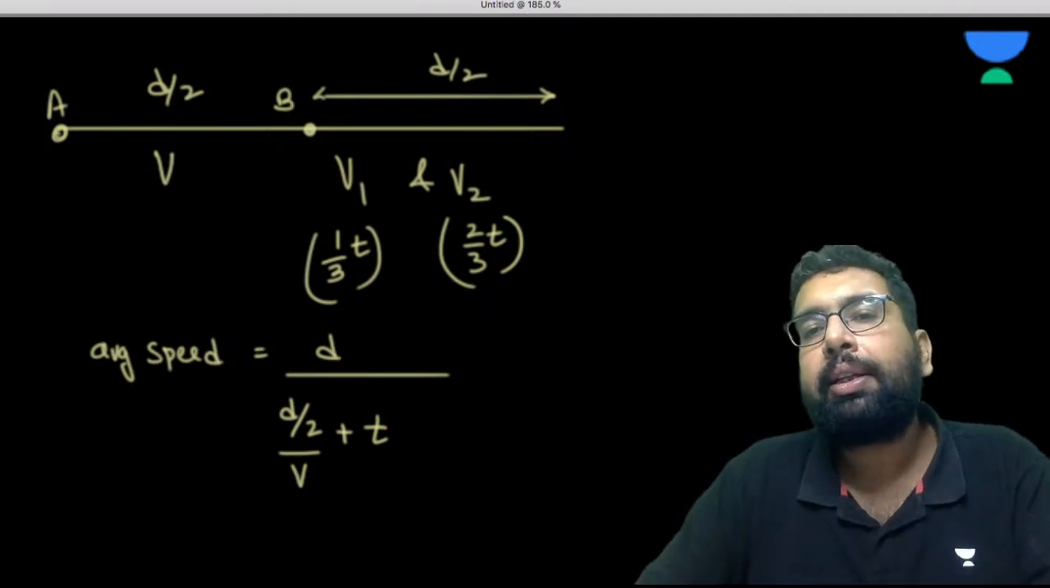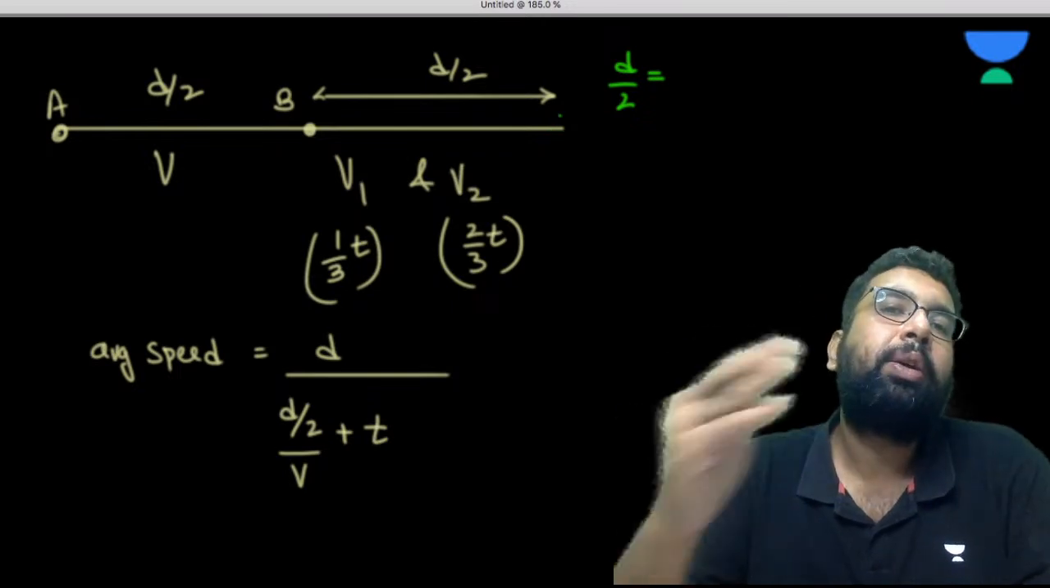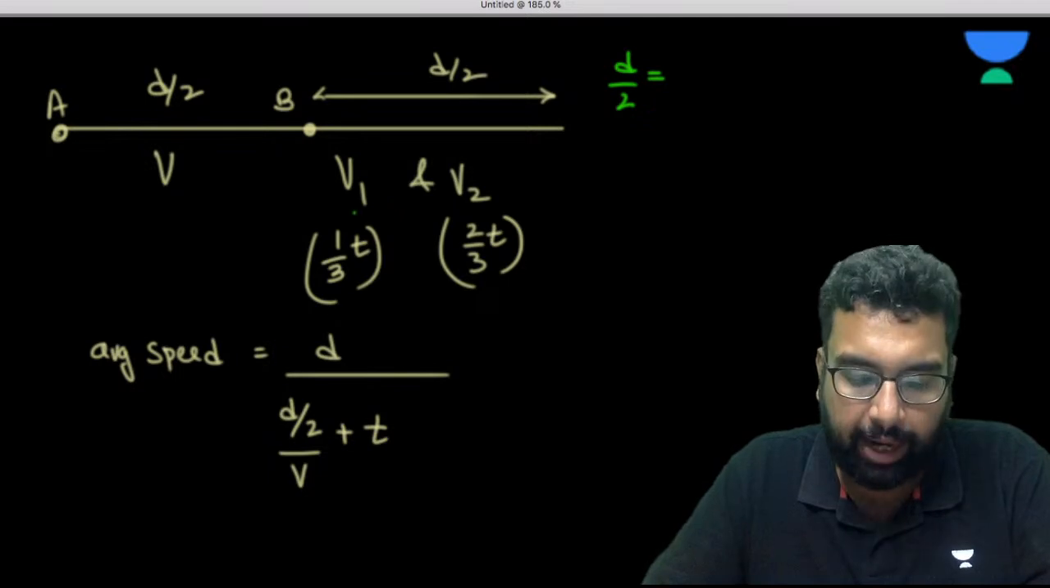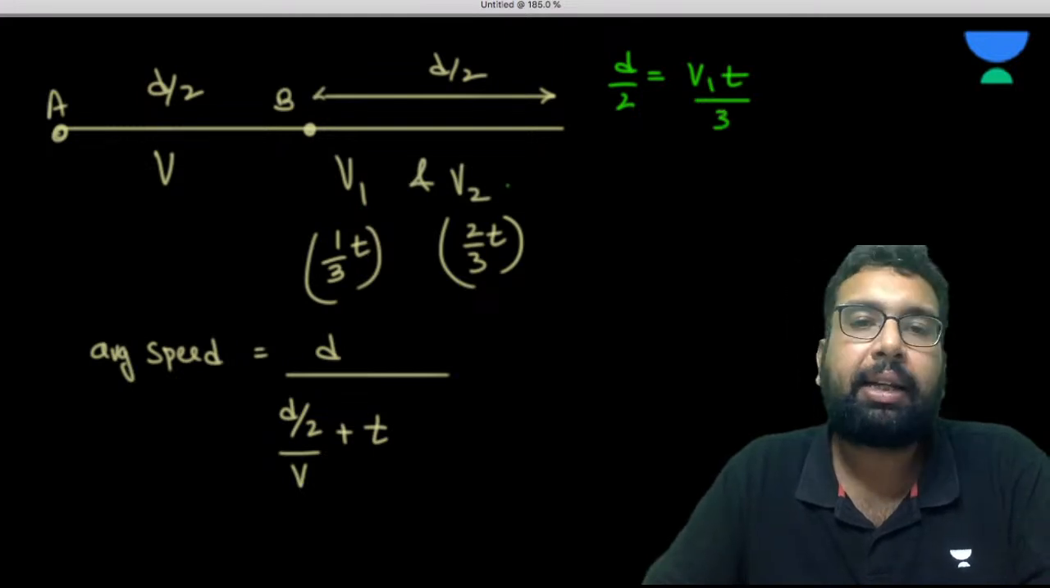So now this distance is D by 2. Okay, so what is the time he must have taken? What is the distance? So distance is speed into time, right? Distance is speed into time. Now someone has moved at a speed of V1 for t by 3 of time. So V1 into t by 3. This is the distance.